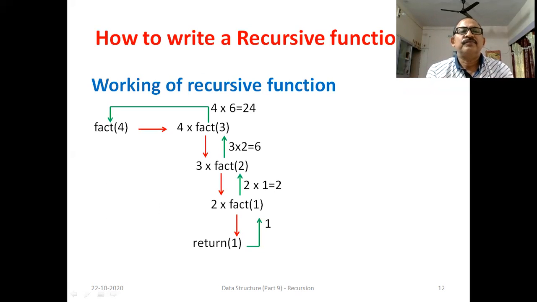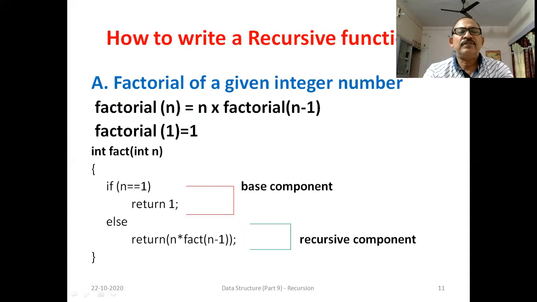Now, let us see the working of a recursive function. Suppose we want to calculate the factorial of number 4. So we call the function fact with value 4. Fact 4. Here in the recursive function, you can see the first case: if n is 1, then the function returns the value 1. Otherwise, the problem is divided into two parts, n into fact n minus 1.